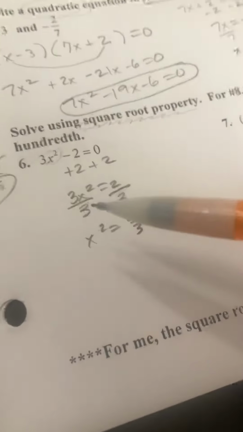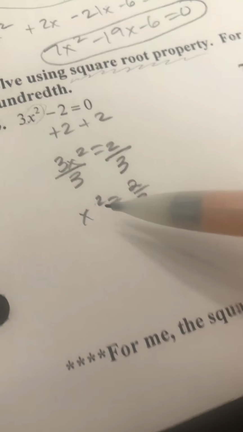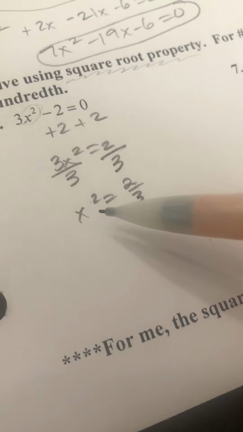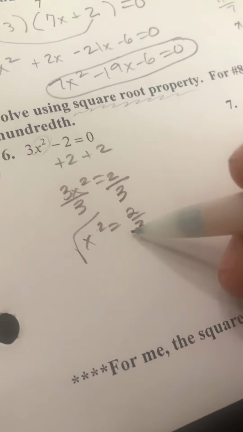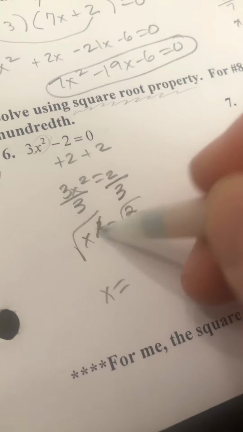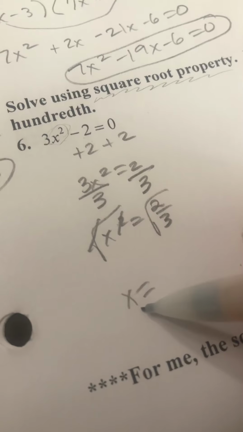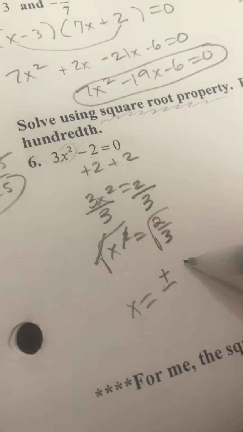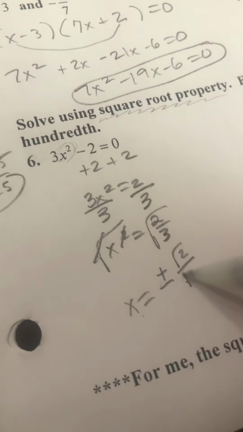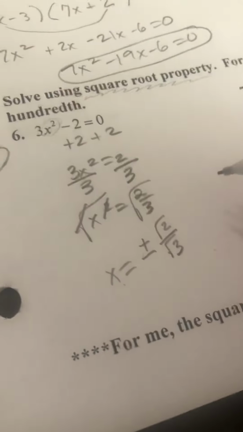So let's do that here. I'm going to add my 2, which gives me 3x squared equals 2. Then I divide by 3, which gives me x squared equals 2/3. Now, what operation will undo a square? A square root. The square and the square root cancel each other out, getting the x by itself, and I'm left with plus or minus the square root of 2 over the square root of 3.